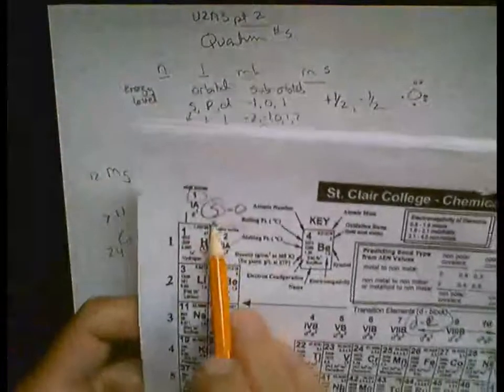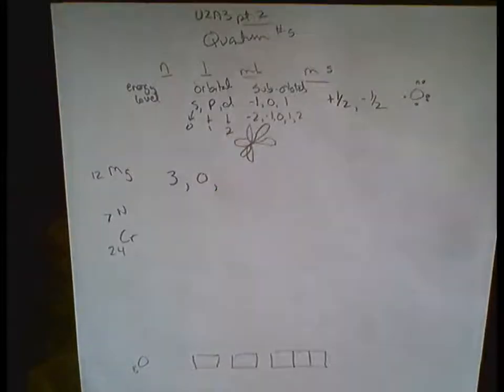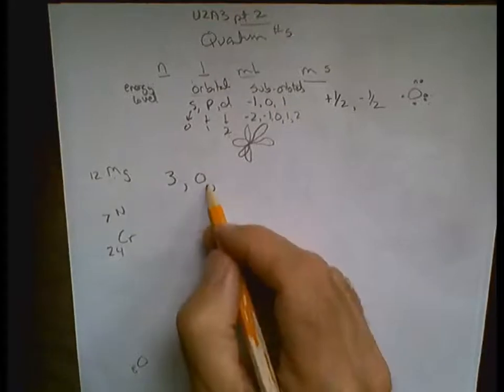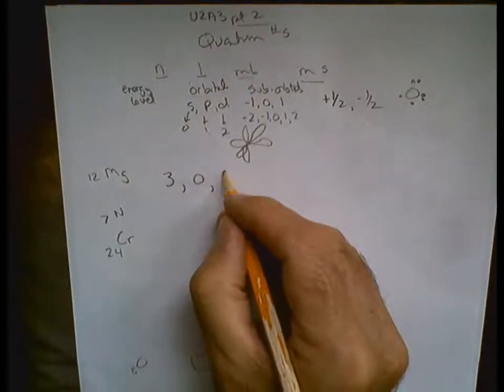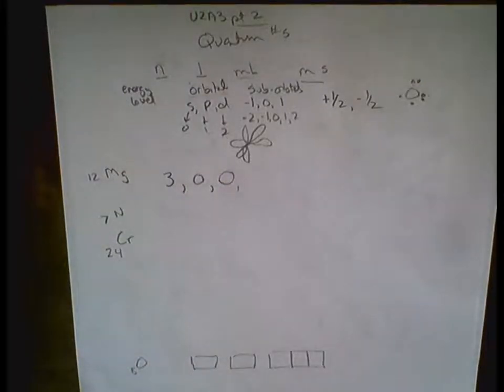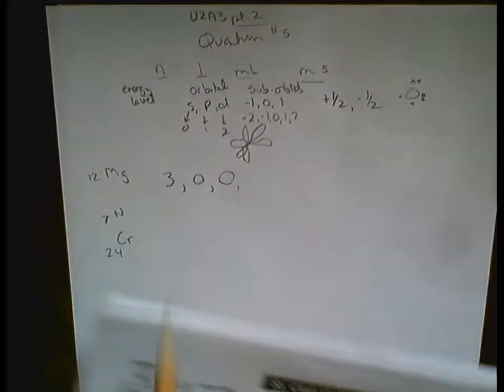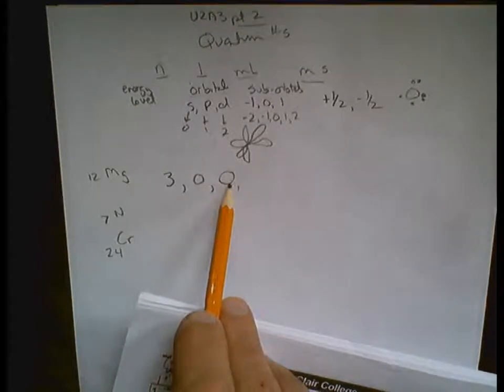So remember I said S was 0. So its second quantum number is 0. If it's got a second quantum number or orbital of 0, its third number will also be 0. This will make more sense when I do other things here. When I do my other examples, I'll explain that third quantum number. But if your second quantum number is 0, your third quantum number is 0.